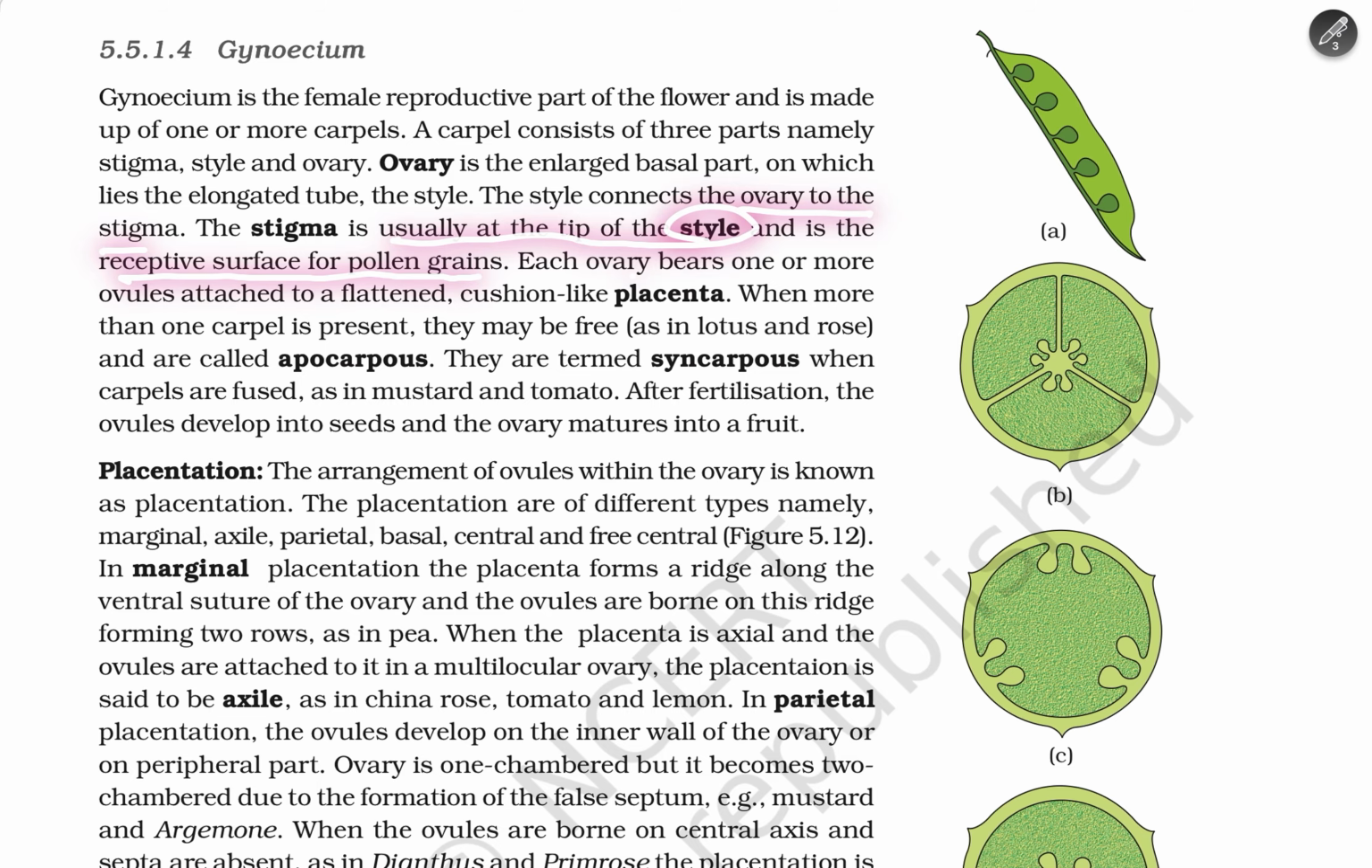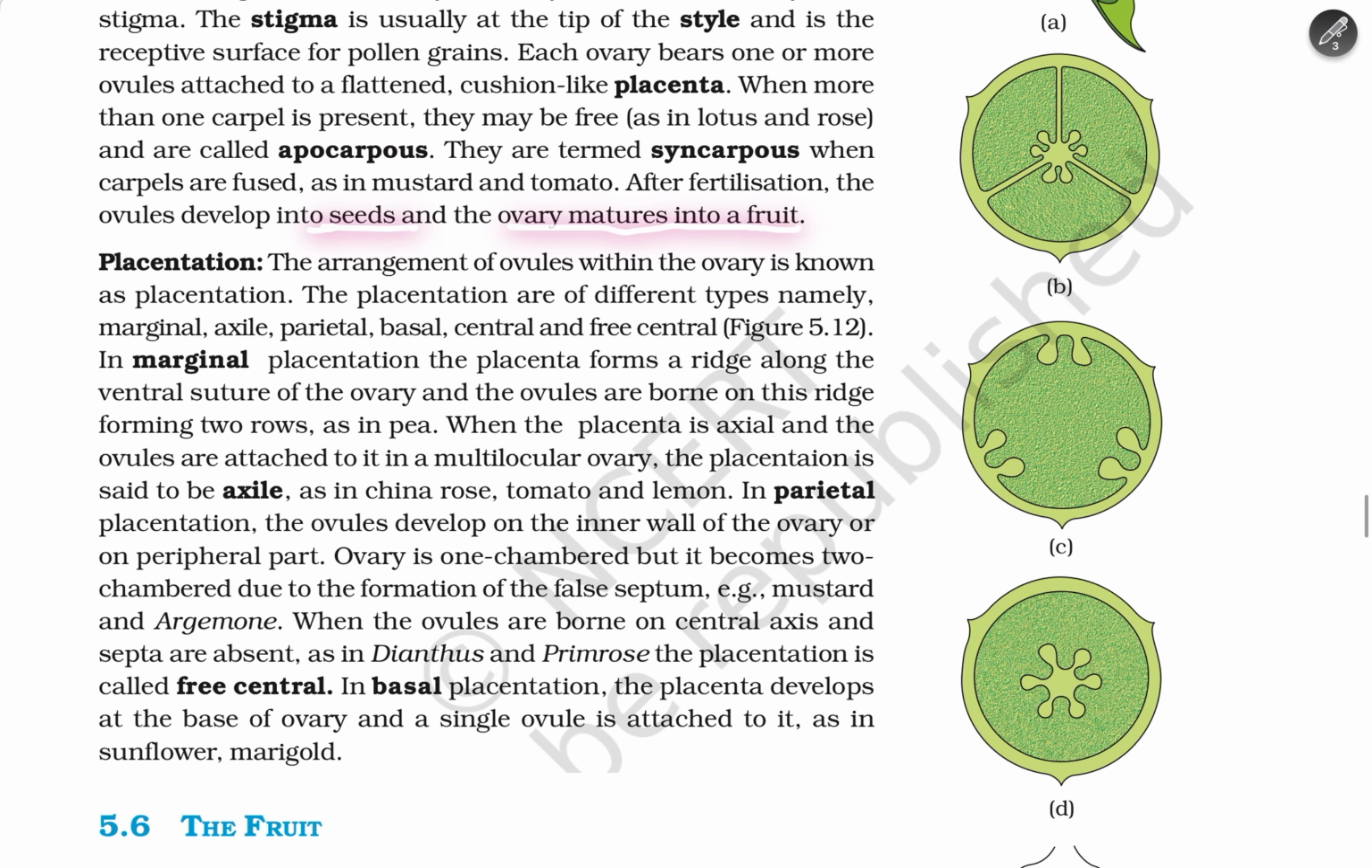Each ovary bears 1 or more ovules attached to a flattened cushion-like placenta. When more than one carpel is present, they may be free, as in lotus and rose, and are called apocarpous. They are termed syncarpous when the carpels are fused, as in mustard and tomato. After fertilization, the ovules develop into seeds and the ovary matures into a fruit.